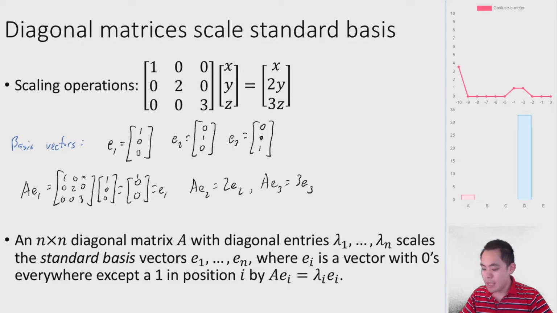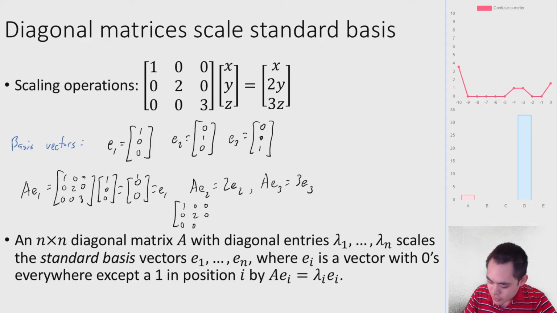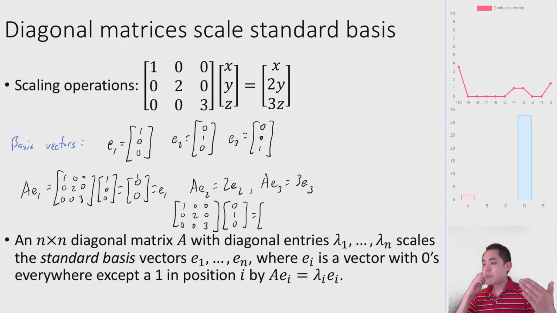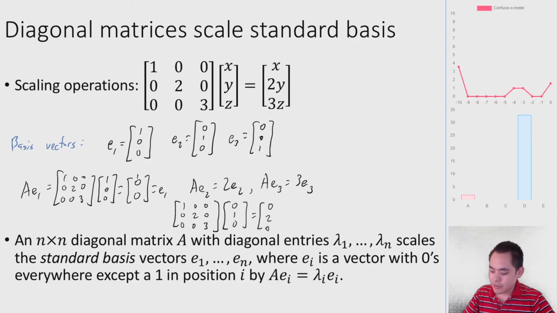Can you explain the AE2 part again a little bit slower? Yeah, so let's write out AE2. A is 1, 0, 0, 0, 2, 0, 0, 0, 3, and E2 is 0, 1, 0. When you multiply this out, the top row and the column vector, you end up getting a 0. The second row and the column vector, you end up getting a 2. And the third row and the column vector, you end up getting a 0.